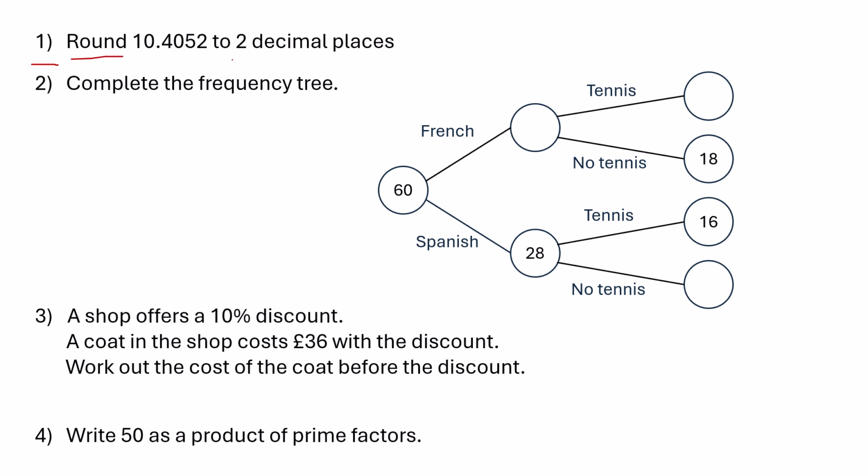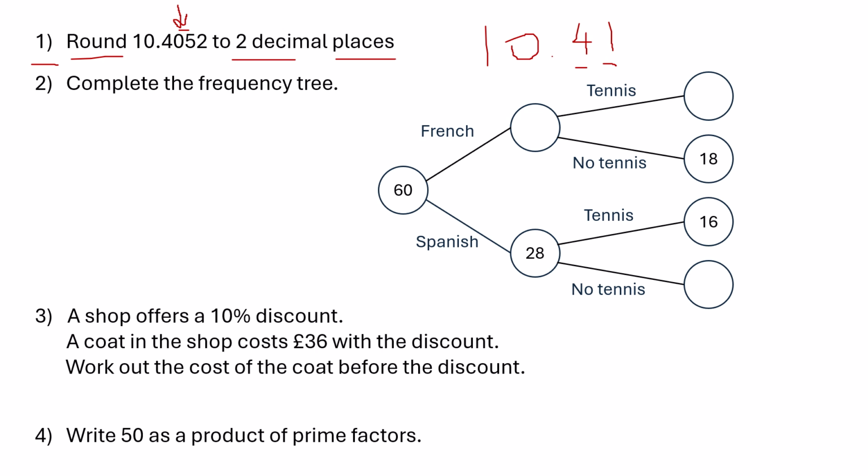10.4052 to 2 decimal places. The key here is to look at the second number here. That's a 0. Look at the number next to it. That's 5 or more, so that's going to bump up that 0 to a 1. So our answer is 10.41, okay, to 2 decimal places, because it's 2 numbers after the decimal point.